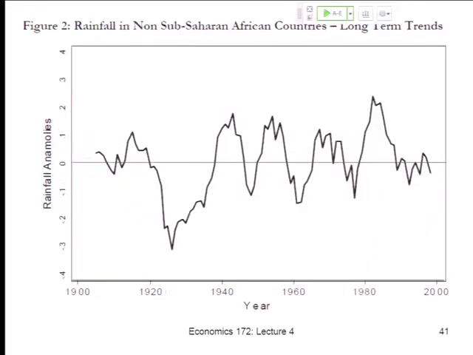So this is all of non-Africa. It's not too informative because obviously there's variation in different regions. But what you can see is if you take the rest of the world averaged, sure, there's some variation, but say over the last 50 years, the world as a whole didn't have huge downward drops in rainfall of the sort we saw in sub-Saharan Africa in the 1980s and 90s.